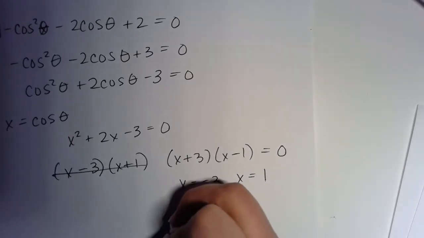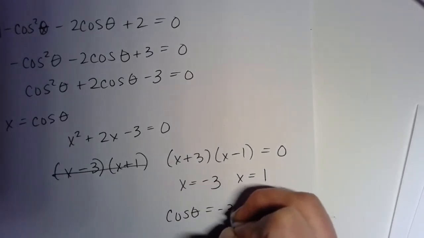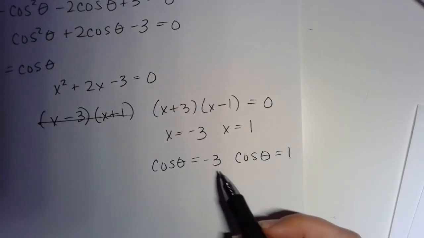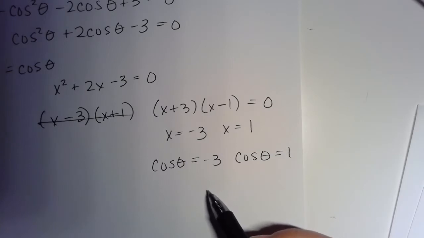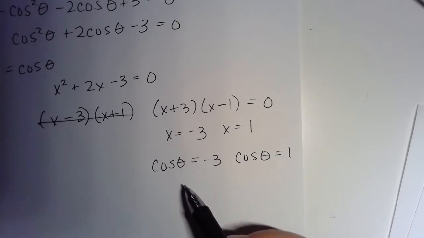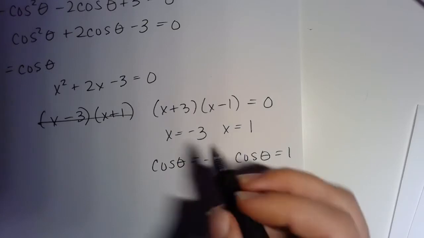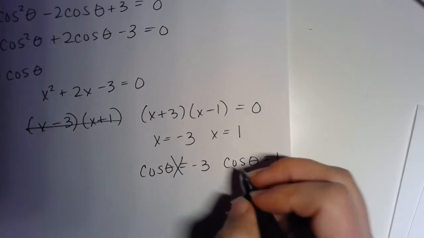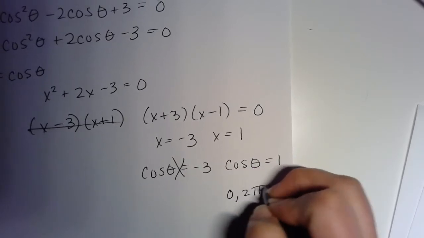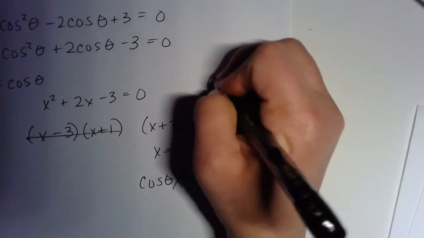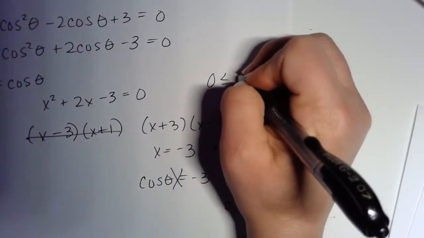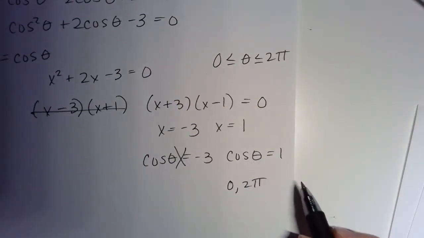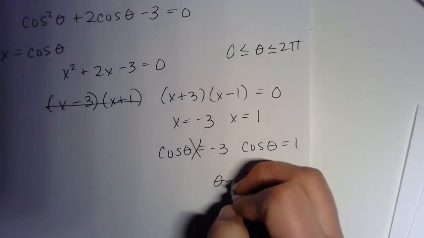So I'm going to put my cosine back now. The cosine of theta is negative 3 and the cosine of theta is 1. Now, cosine of theta equals negative 3 does not exist because all cosine values, when you put in a theta value, you only get values between 1 and negative 1. So this one has no solution. Now, cosine of theta equals 1, that would be at 0 and 2 pi both. And since I'm using between 0 and 2 pi and they're included, then both 0 and 2 pi have a cosine of theta that's equal to 1. So those are my two solutions.